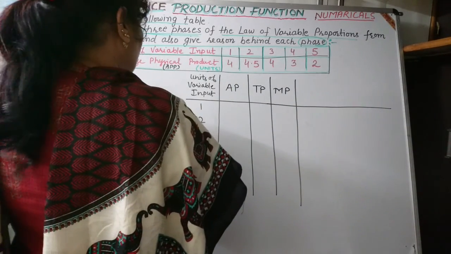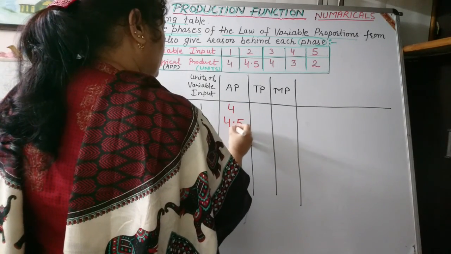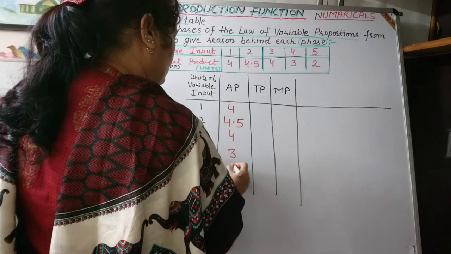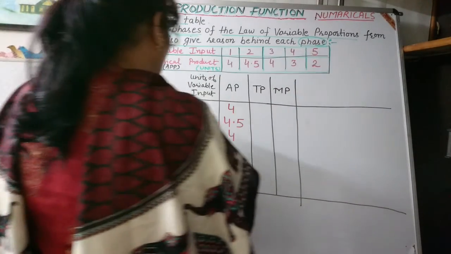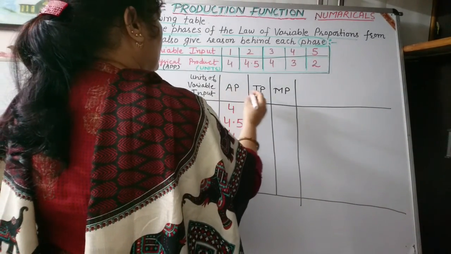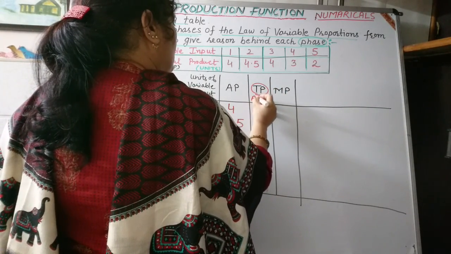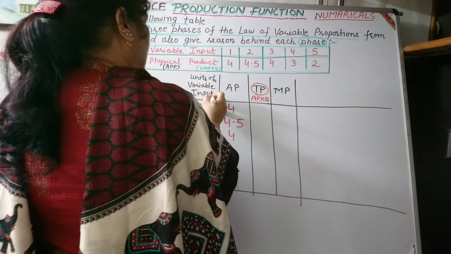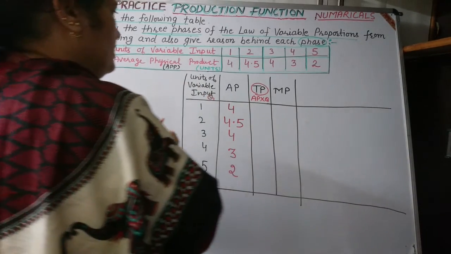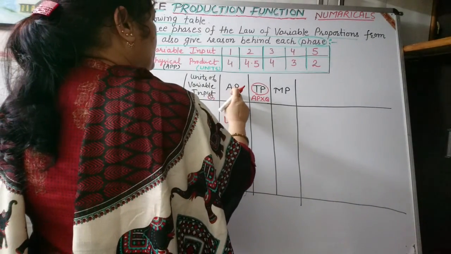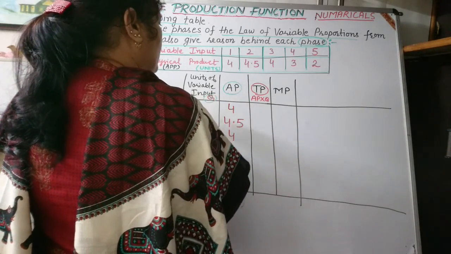Average production is given, which is 4, 4.5, then 4, 3 or 2. First of all, let us write down the formula through which we can calculate total production. Total production we can calculate as average production multiplied by quantity, and this is quantity Q. So let us multiply average production with quantity so that we will get total production.